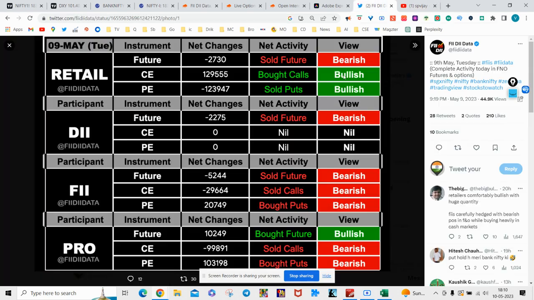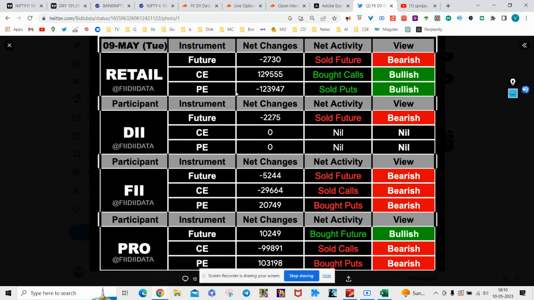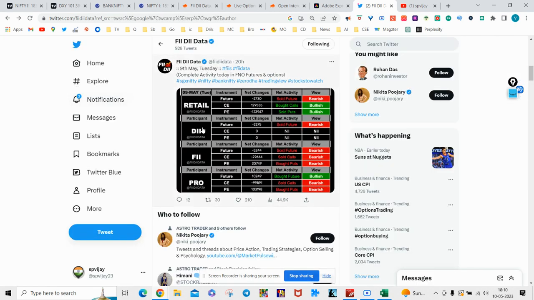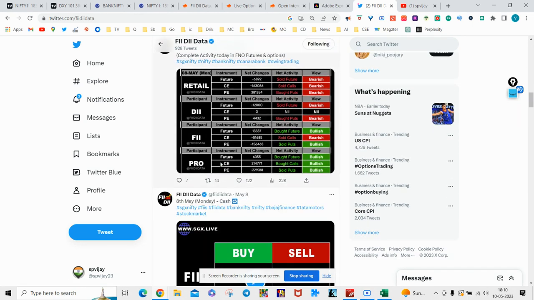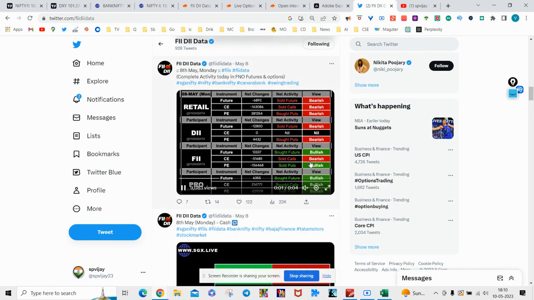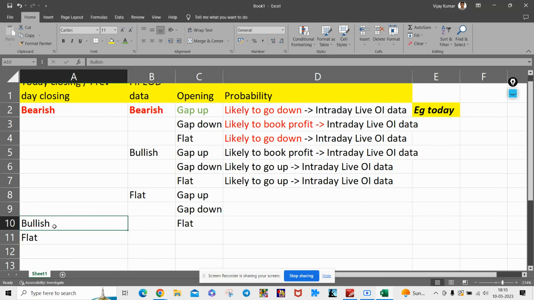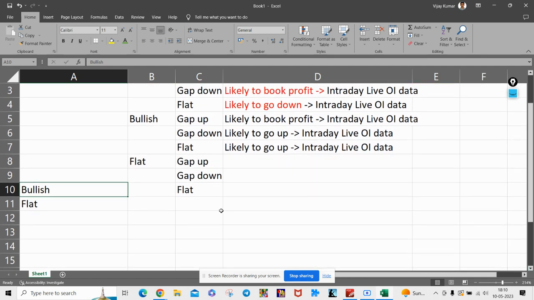So that's bullish. And you can look at any other data also, like this is 9th May's data. I mean, this is yesterday's data, right? You can use the same source. I think this is FII data, somebody's publishing this. If you just scroll below, you can see it's pretty clear. It is bullish. They've bought futures. The only thing is they've sold calls, but the net effect is they've sold more puts. That's why it's bullish.